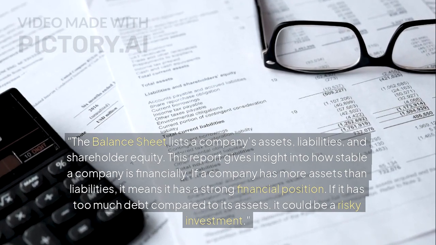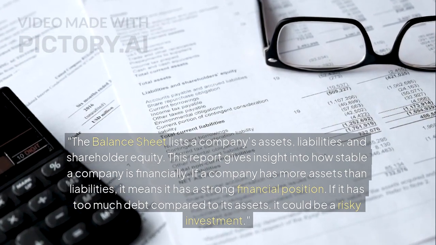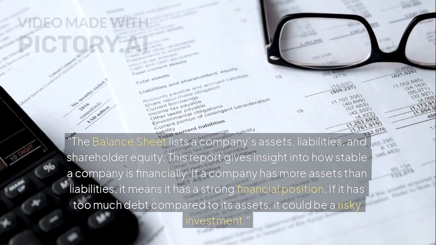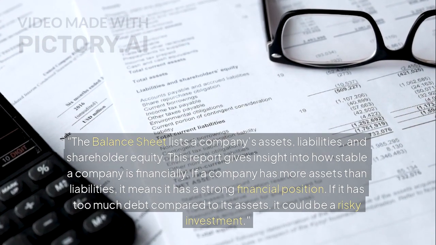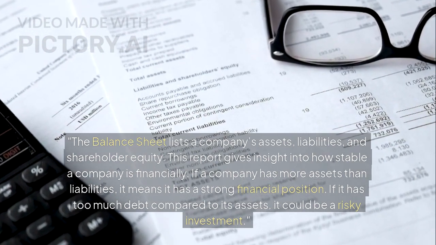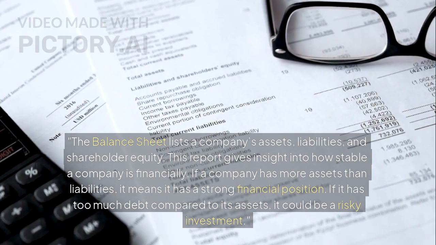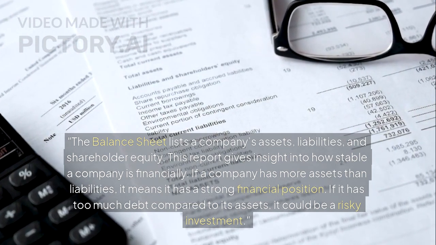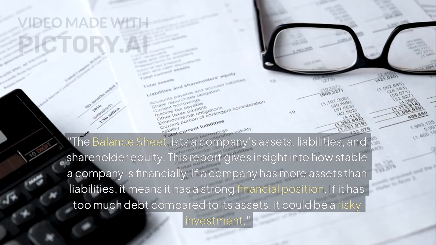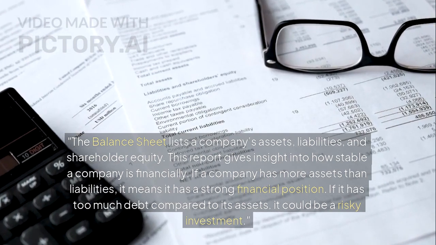The balance sheet lists a company's assets, liabilities, and shareholder equity. This report gives insight into how stable a company is financially. If a company has more assets than liabilities, it means it has a strong financial position. If it has too much debt compared to its assets, it could be a risky investment.